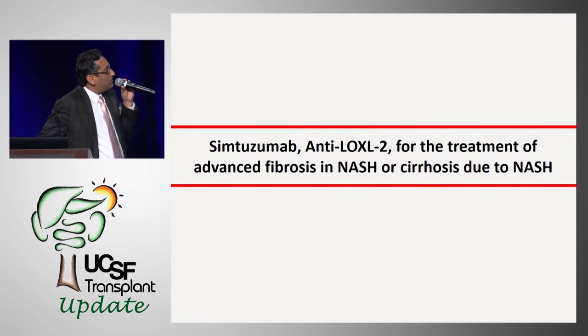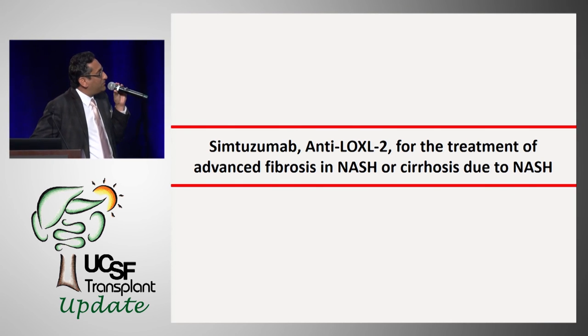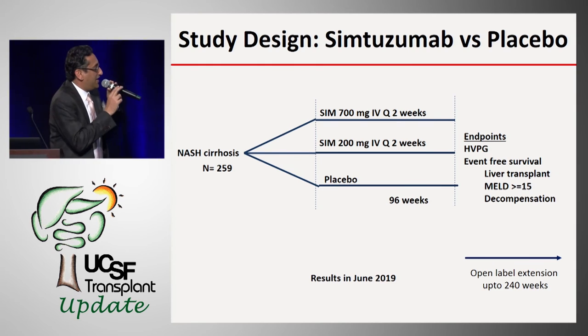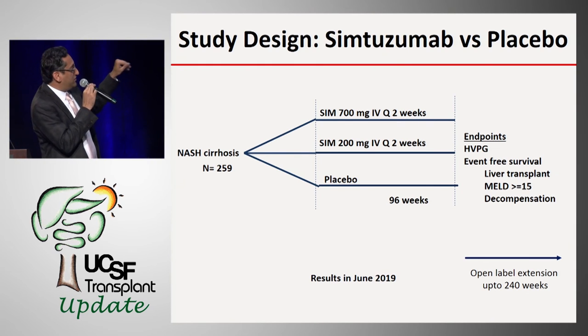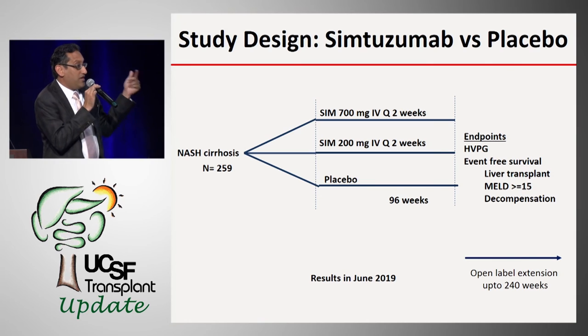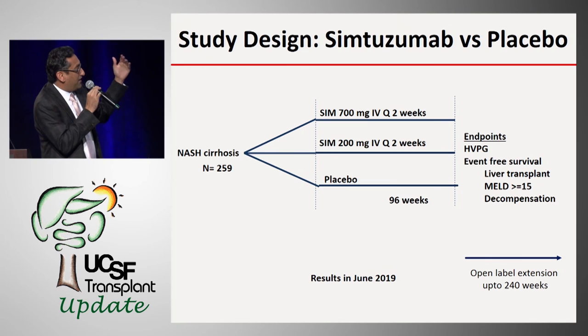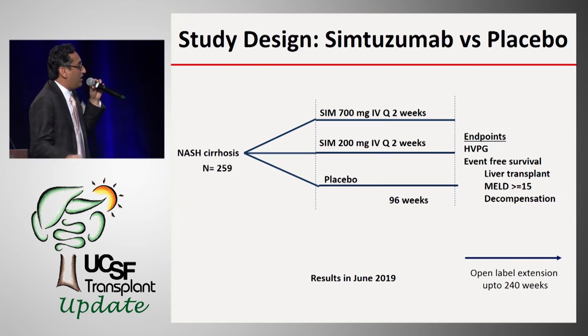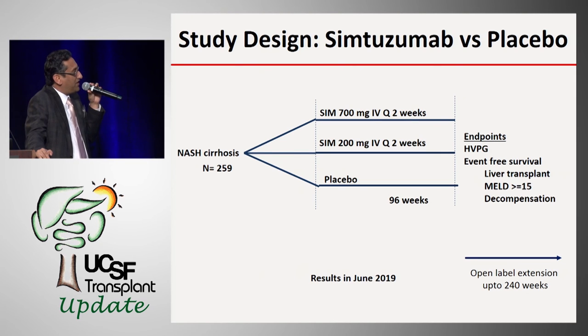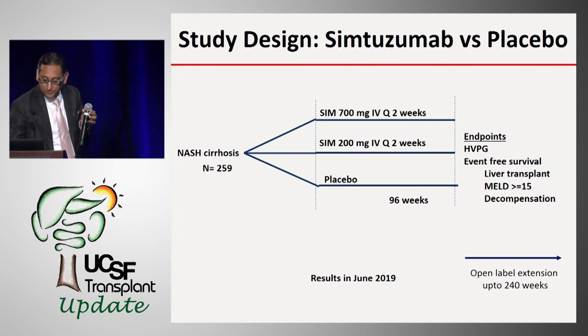So the last few slides are about this very interesting simtuzumab, which is anti-LOXL2, and Gilead Pharmaceuticals is doing two different trials with this medication. One is in NASH cirrhosis patients, 259, and it's an IV infusion they get every 2 weeks: 700 in the treatment arm, 200 in placebo. It's already enrolled, and we have a lot of patients on this trial. The endpoints were pressure gradient and event-free survival, meaning liver transplant, MELD of greater than 15, and decompensation. And they have an open label phase for 240 weeks.